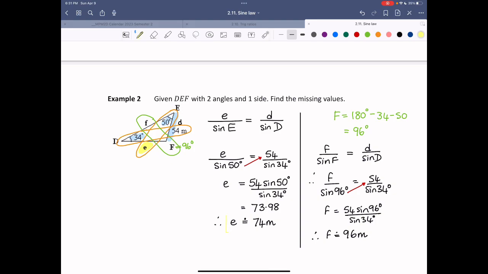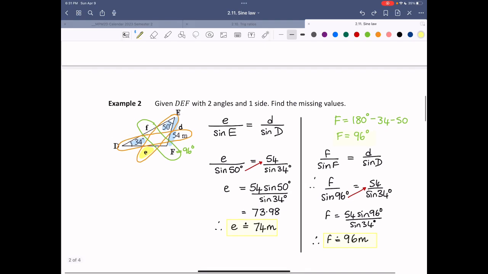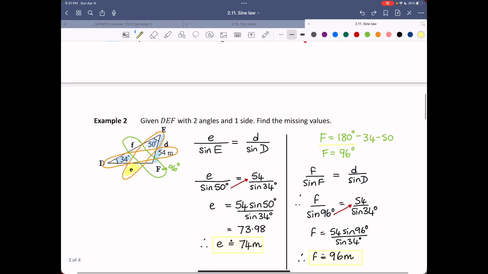We have our missing value of E, which is 74 meters, our missing value of F, which is 96 meters, and our missing angle F, let me label that here, which was 96 degrees. And that's it, we've solved that triangle. Let me just do that again one more time, highlight it properly this time. There we go.